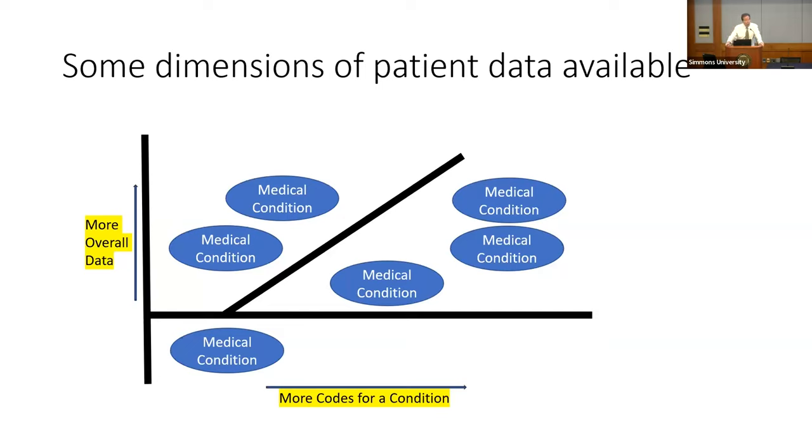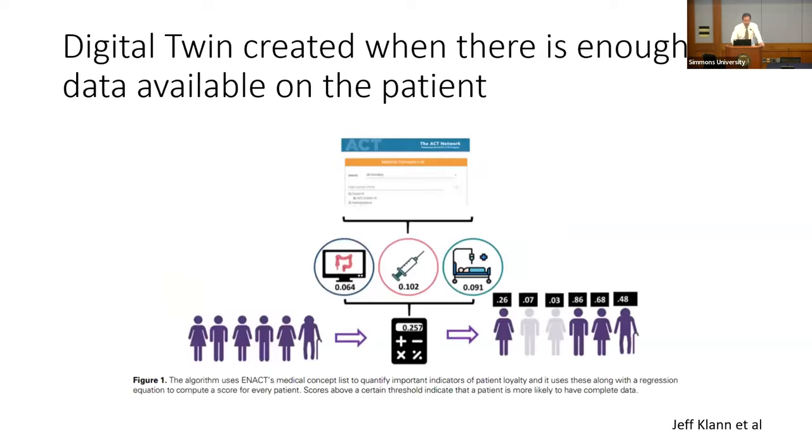On the y-axis, we have more overall data available on our patients. And on the x-axis, there are more codes that are actually specific for a condition described. And so you're going to have a certain situation where you want to make sure that you have a cohort of patients that you're creating digital twins for who have a smattering of data about lots of different things in the chart. It's not just a visit because they had a problem with their right eye and it turned out that it was something in the eye.